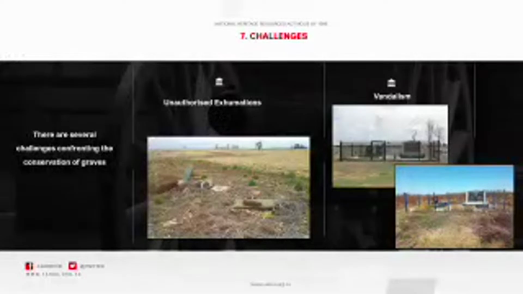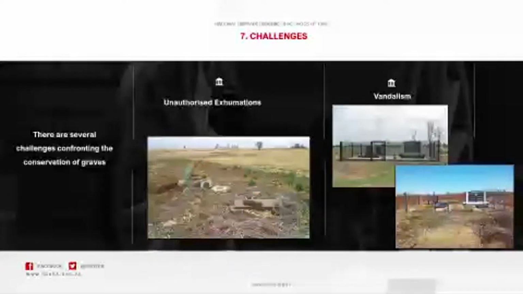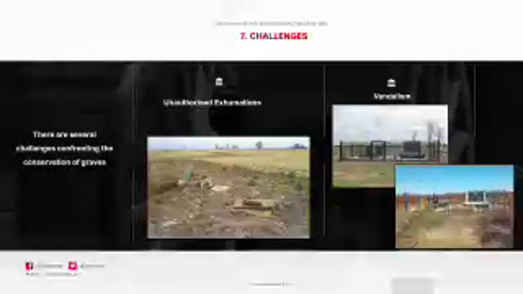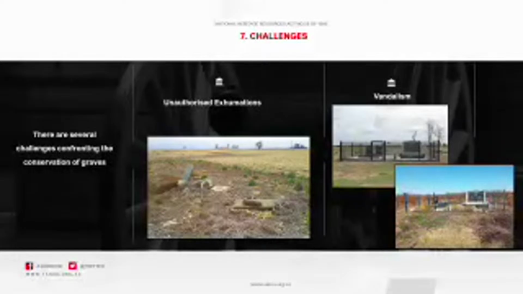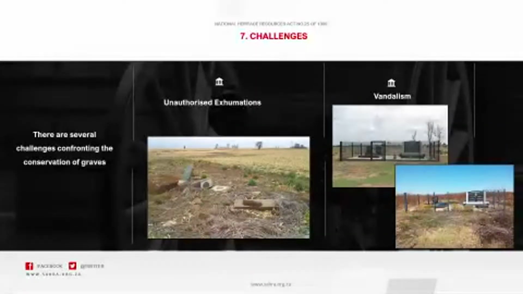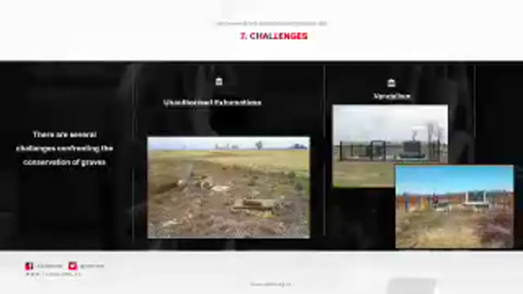So the picture on the bottom left, of course, relates to a Section 38 development, but this is a case where there was a graveyard on land that was owned by a mine some time back, but that mine had allowed a farmer to continue farming around them. But for some reason, someone went there, demolished and exhumed the human remains that were there and took them. And we don't know who it was. So we have challenges that relate to unauthorized exhumations.